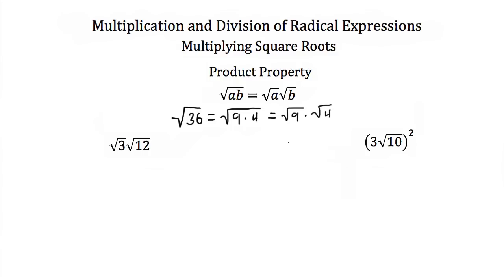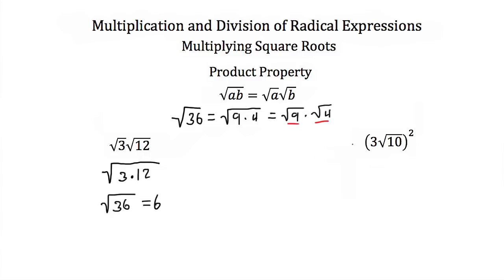Well, if we're going to multiply two square roots together, then we're basically going to follow the product property in reverse. So if we have the square root of 3 times the square root of 12, I can think of that as the square root of 3 times 12. The square root of 3 times 12, that's the square root of 36. And the square root of 36 is just 6.